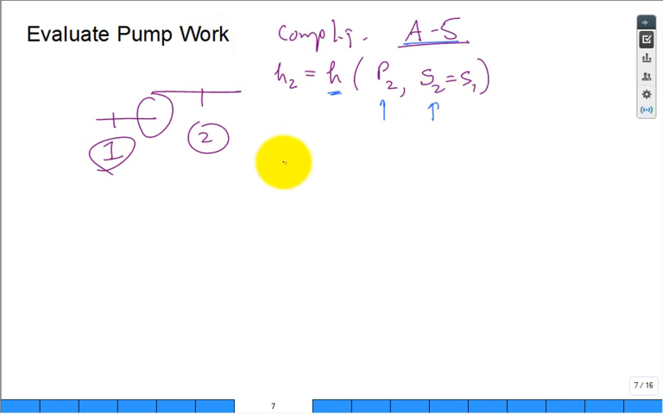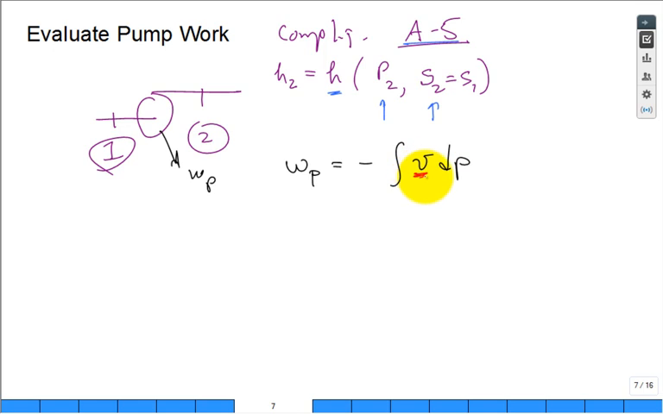Another method is to say, I'm going to calculate the work out of the pump, which is equal to minus the integral V dP. We talked about this last time. Where did that equation come from? End of chapter 6. I wrote down that equation number, but I don't have it right in front of me, but you should have found that equation. 6.51 something. Yeah, okay.